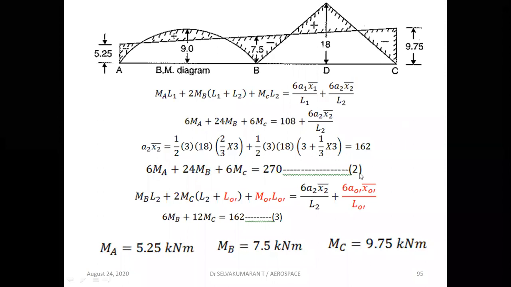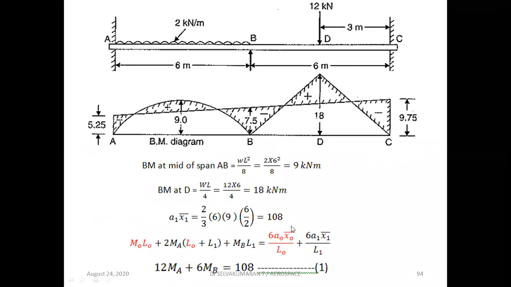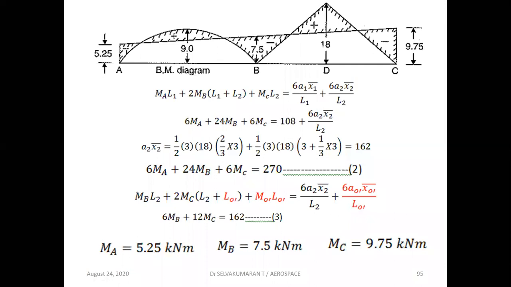Now we should consider BC C0 dash. For BC C0 dash, this is the equation. So now bring the equation here. So substitute L1 here. Not this equation, sorry. So MB into L2 plus 2MC into L2 plus M naught dash L naught dash is equal to 6A2 x2 bar divided by L2.